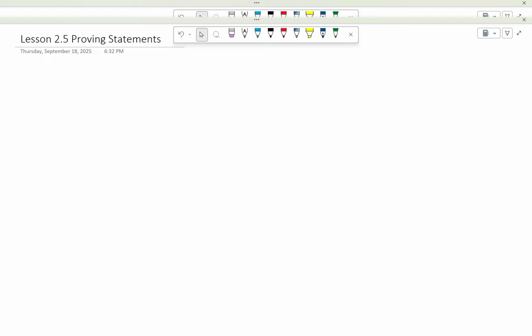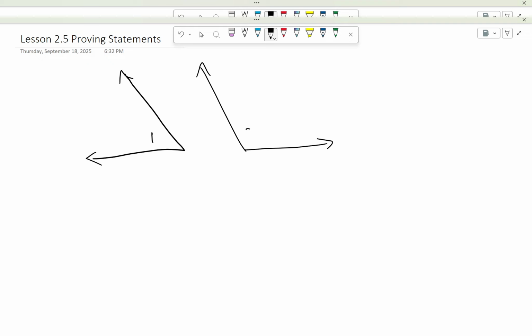Go ahead and get started. We're going to complete some more two-column proofs here as we continue, utilizing some of the properties, postulates, definitions, and theorems to show why something is true. So let's draw a few angles here. We're going to draw angles 1 and 2, which are acute angles, and then angle 3, which is an obtuse angle.